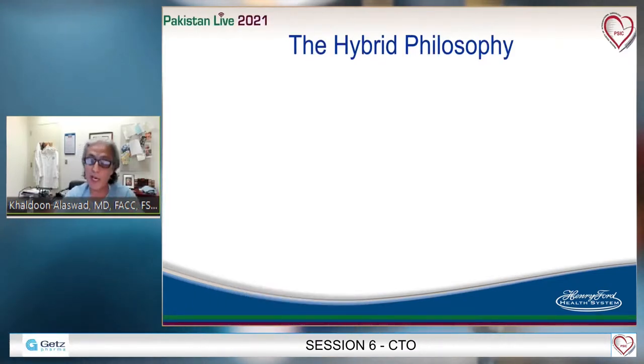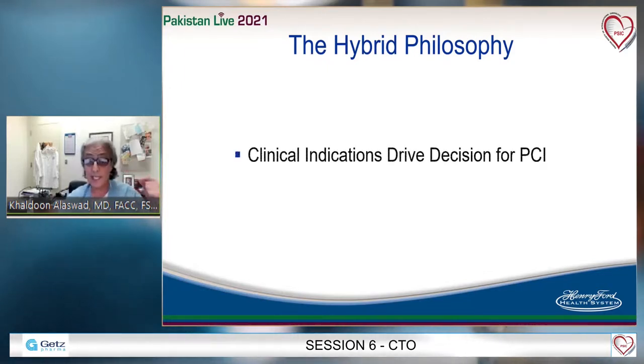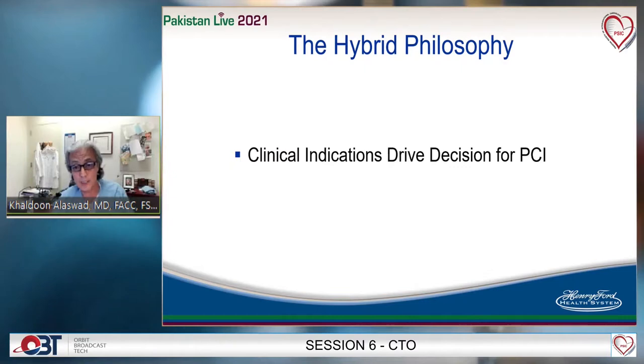The hybrid philosophy is something I like to remind myself of: clinical indication drives the decision for PCI. How many times have you seen a patient where they treated a 70% lesion in the OM and left the entire chronically occluded RCA and told the patient to go home? They treated the not-really-culprit lesion because they did what they could do, not what the patient needed.